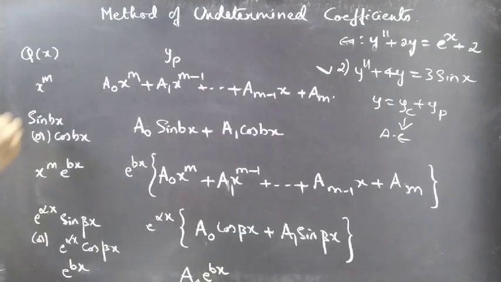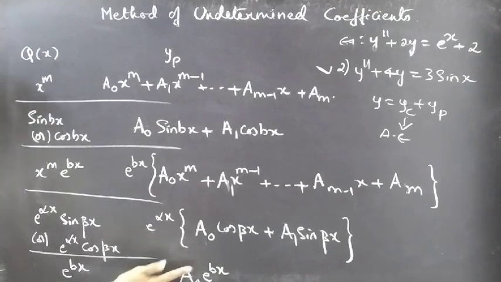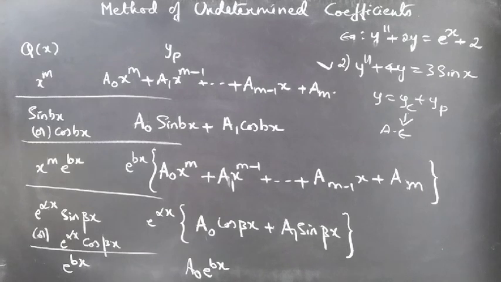These are the formulas. So for finding yp, we'll just try to find the derivatives of q of x, the derivatives which can be expressed in terms of a finite family, and in that finite family we'll choose yp such that it satisfies the given differential equation. Fine.